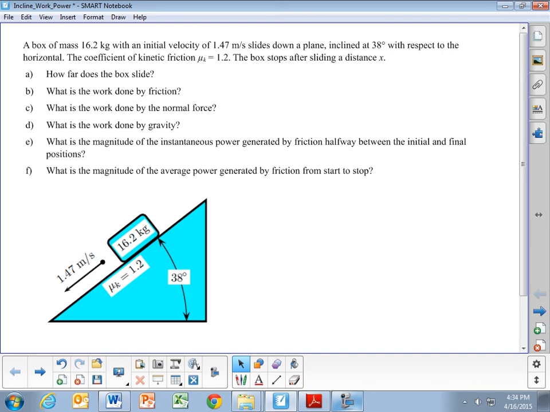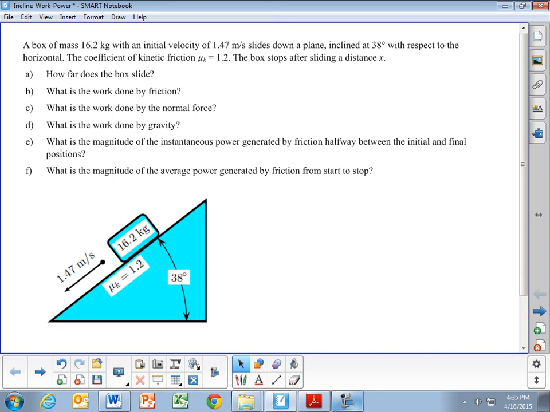We're going to calculate the work done by friction, the work done by the normal force, the work done by the force of gravity. And we're also going to look at power. There's two types of power we're going to look at. We're going to look at the instantaneous power at one point in its motion, specifically halfway between its initial and final positions. And we're going to look at the average power generated by friction from the very beginning to the end.